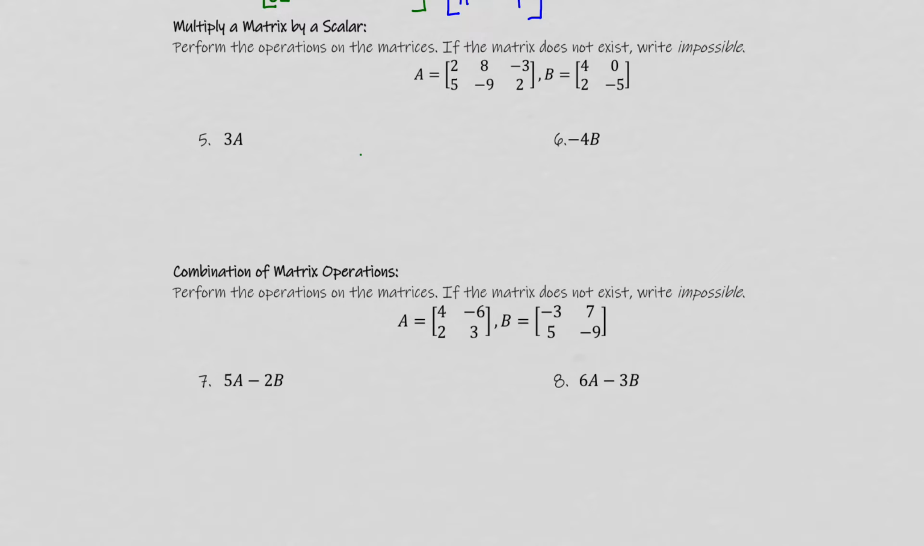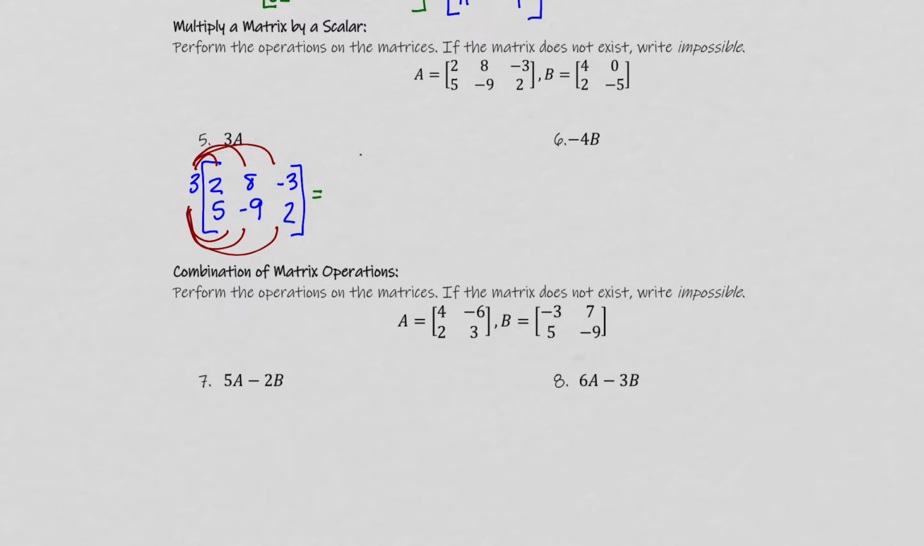Number 5, it wants 3 times matrix A. So I'm going to write out what that's saying here. So I have 3 times matrix A, and I'm just copying it from up above. Now, you could totally rewrite this like that key concept does, where it has 3 times 2, 3 times 8, 3 times... Or you could look at it like this. I'm just going to distribute here without having to totally rewrite it, because that just takes a lot of space.